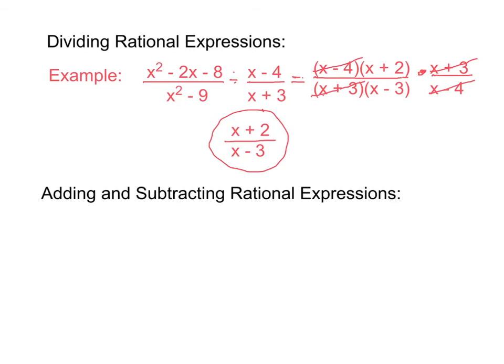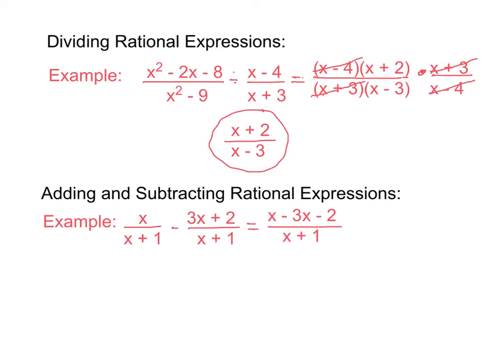Now let's talk about adding and subtracting rational expressions. Now, just like fractions, if the denominators are the same, adding and subtracting rational expressions becomes fairly trivial. So let's say we've got x over x plus 1 minus 3x plus 2 over x plus 1. Notice the denominators are the same, so that's going to stay the same, and all we're going to do is basically subtract the numerators. So now, when we combine the numerators, we have x minus 3x minus 2 and a single denominator of x plus 1. So we've simplified it down to a single expression.